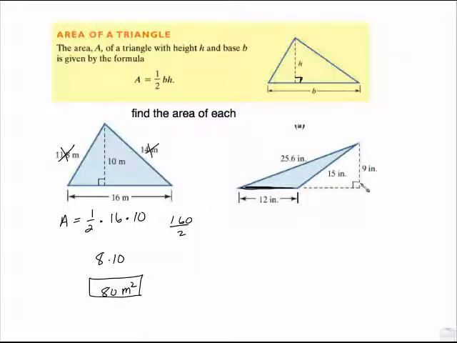That doesn't matter. The height is indicated by where that box is. The height is referring to the perpendicular distance. So this and this we don't need. This is 1/2 times the base, which is 12, times the height, which is 9. I just reduce, and we get 6 times 9 is 54 square inches.